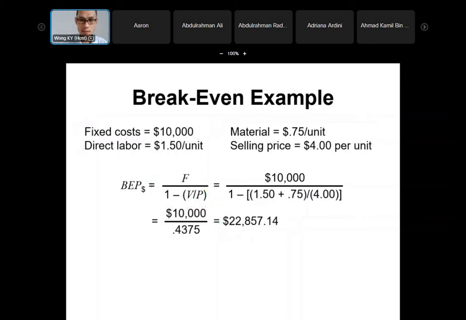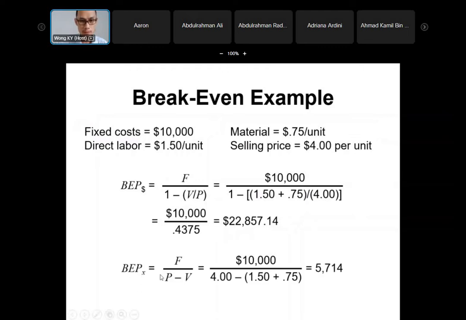Okay, and we can also calculate the break-even point in quantities, in production quantities. It's just equal to this formula, F divided by P minus V. Fixed cost is 10,000. P is the selling price, 4. And then minus variable cost. Variable cost is 1.5 plus 0.75, which is 2.25. So you will get 5,714. This is the break-even point. So this is the production quantity that you have to produce if you want to break even. If you produce less than this, again, you suffer losses. If you produce more than this, then you will get profit.